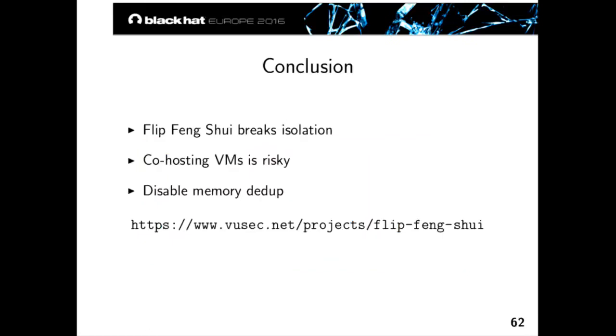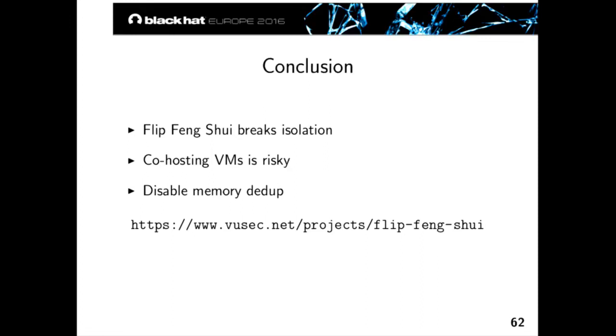So what conclusion do we think you should take away from this work? We see that this Flip Feng Shui technique breaks the isolation that hardware-based virtualization is supposed to offer us, because the glitch is in DRAM and not in the CPU.